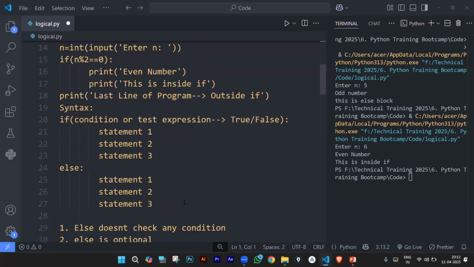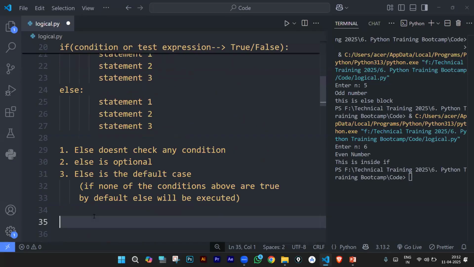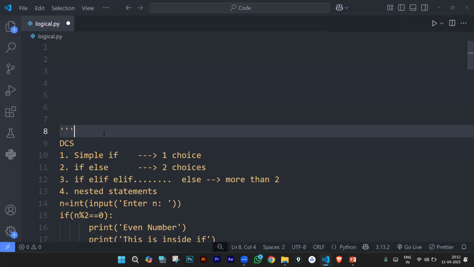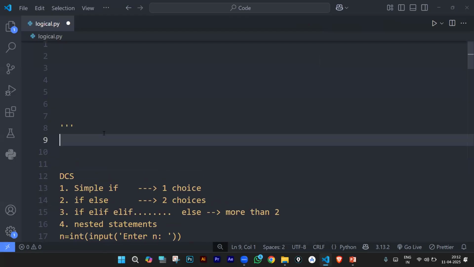Now let us see the second question. The second question we have is, given a number, I need to check if the number is positive or negative. So this is the question. Whenever I say write a program, you can use it as WAP. Write a program to check if the given number is positive or negative.